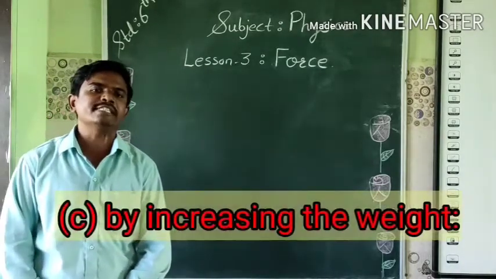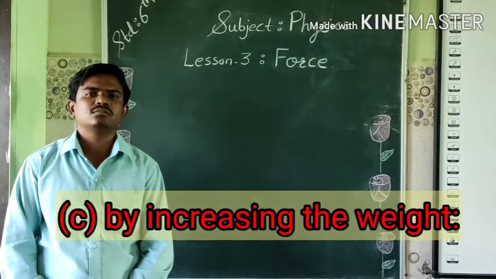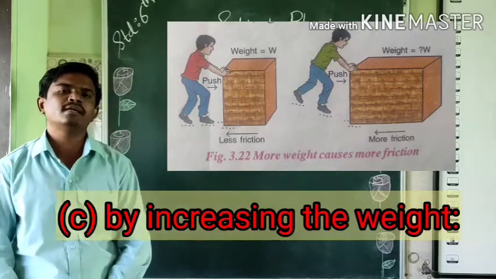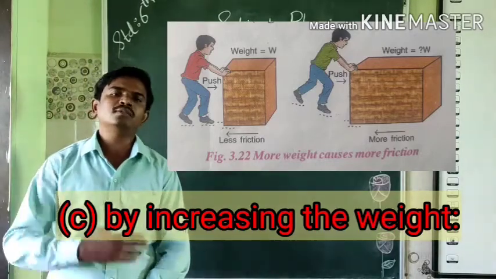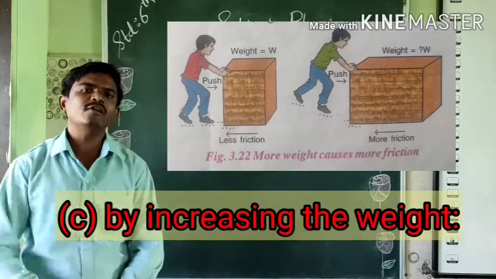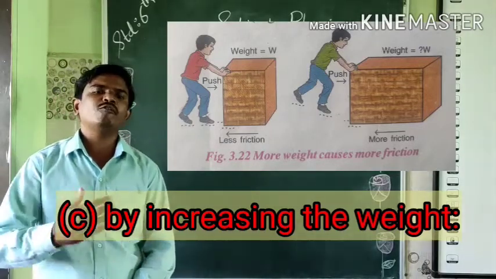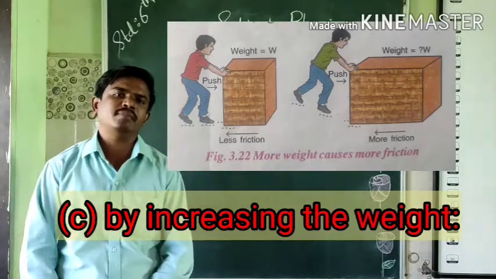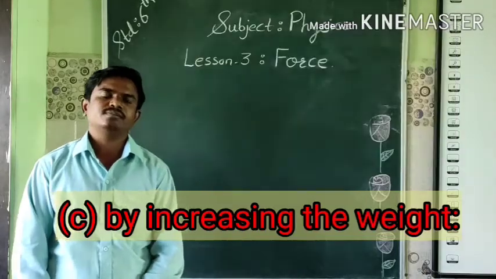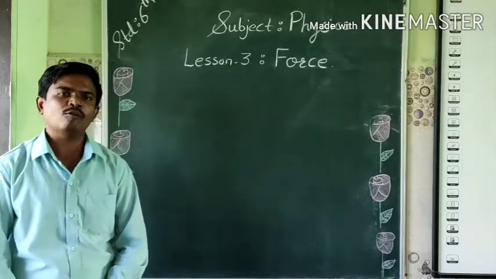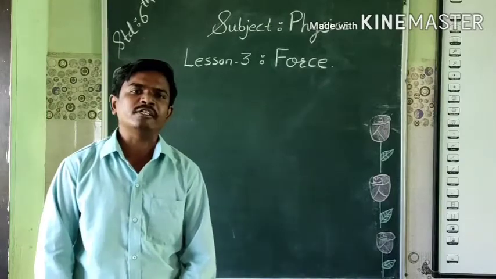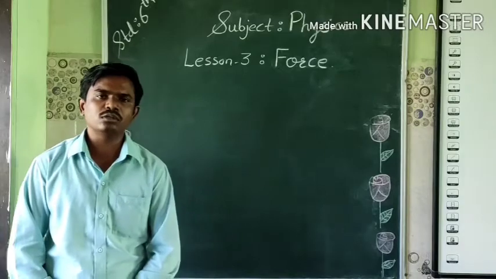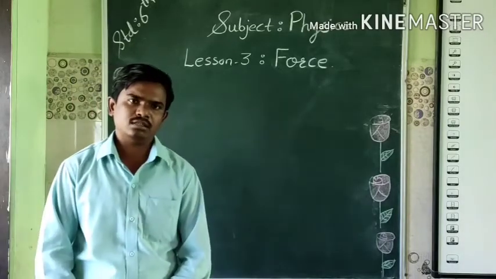Third way of increasing the force of friction: by increasing the weight. Students, you know that the more the weight of the object or body, the more force of friction is exerted by the ground surface on the moving body. So students, I hope you understand the ways of increasing the force of friction. I hope students, you understood the revision of this lesson.